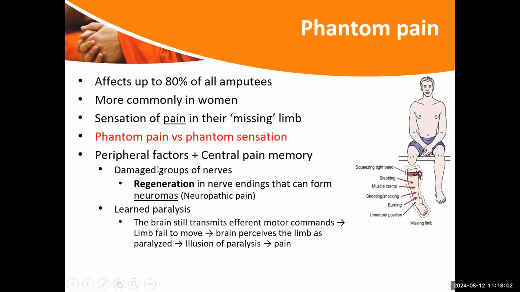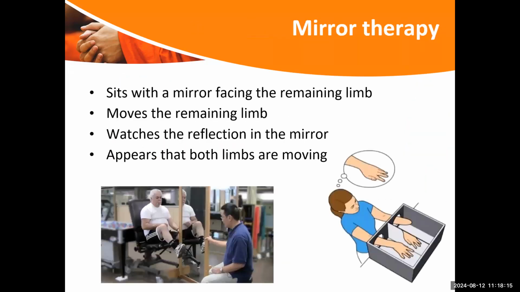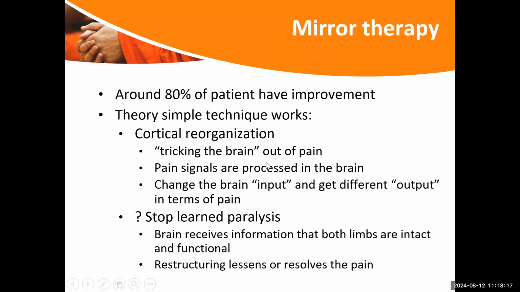Peripheral factors we can do other things for. The central pain we need to treat centrally. We have the cortical reorganization over the brain by doing this mirror therapy.